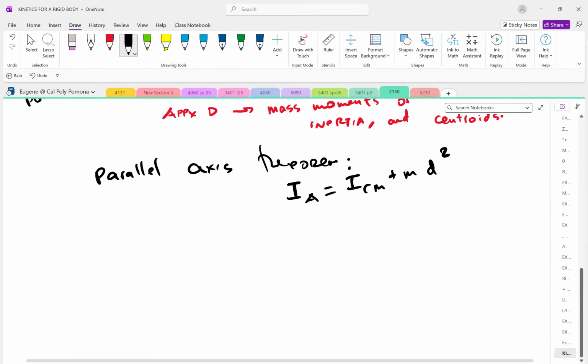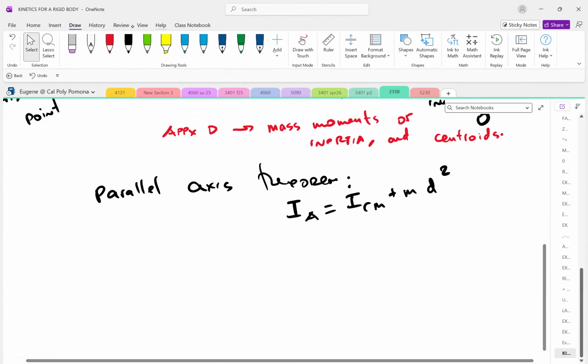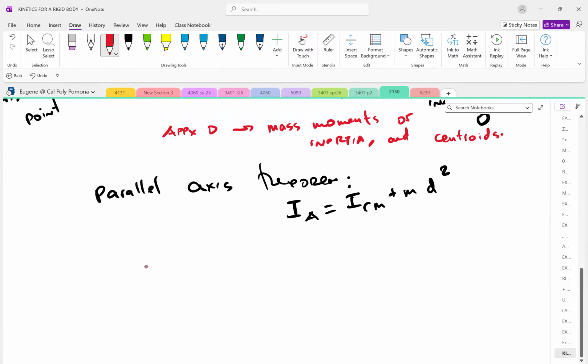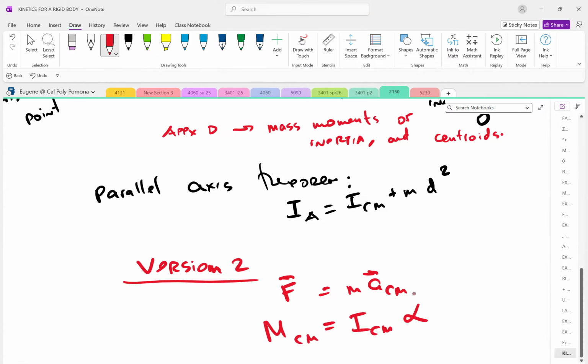Now, version 2 of the equations is about center of mass, as that's usually the one of choice. I'll write it in a slightly abbreviated form. We have F equals M A of center of mass. That's the same, but the moment about center of mass equals I about center of mass times alpha. This is 2 equations, this is 1. So we have 3 equations.